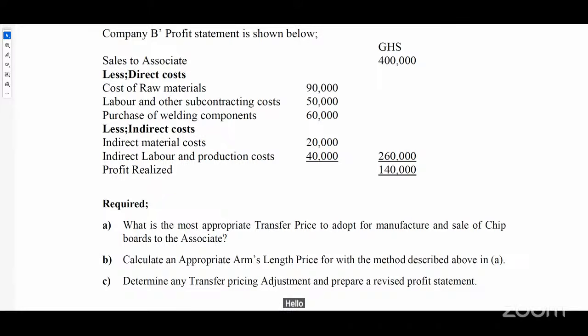Hello, Prof. Can I ask a question? Please, why is it not deducted from the sales by reducing the price, rather than adding it to the cost?